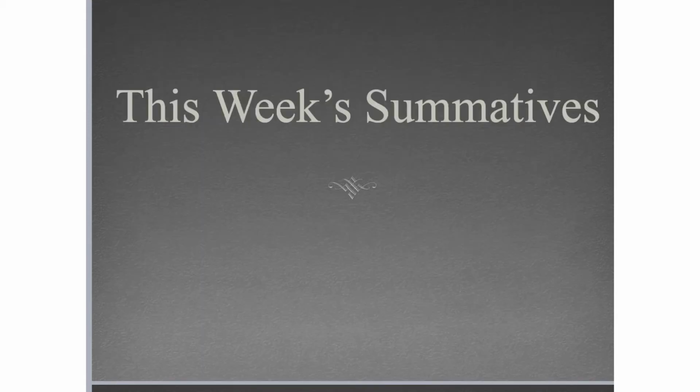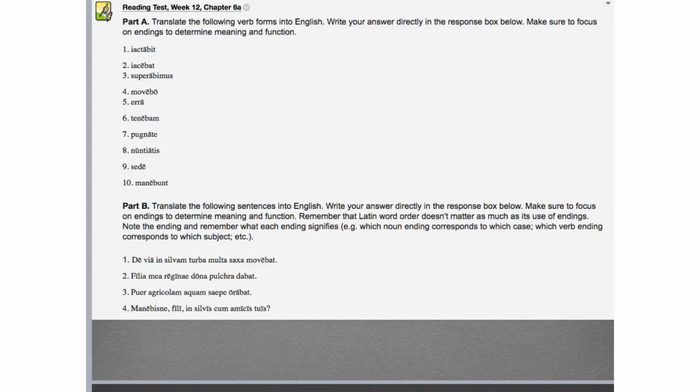All right, so let's take a look at this week's summary. So here is the reading. So you're just translating the verb forms. Remember, when you're doing this, you want to focus on tense, subject, and meaning. So tense, is it present? Is it imperfect? Is it future? Subject, what ending is it? And of course, who's the subject that ending indicates? And of course, meaning, right? That's pure vocab. What does the verb mean?